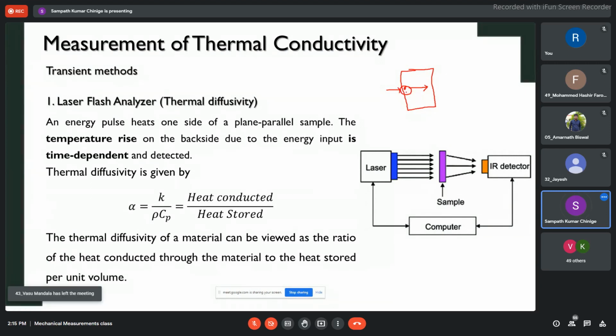So ultimately, how much heat is transferred within a short period of time is not a function of only K, it is a function of rho and Cp. Therefore, for unsteady or transient conditions, we have an important property called alpha, which is called thermal diffusivity, defined by K by rho Cp. So even though we say that we are measuring K, we are also looking at the thermal diffusivity. That is what I have mentioned.